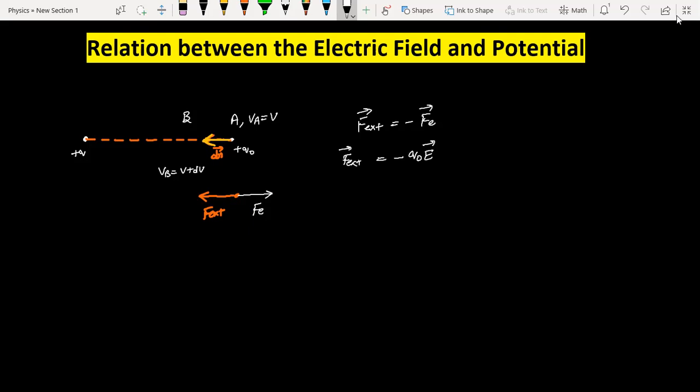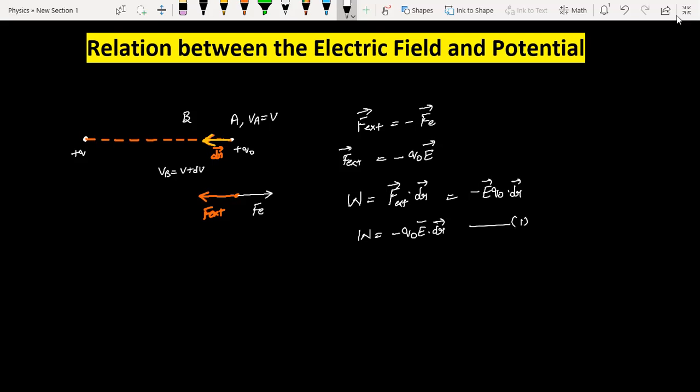What we are basically interested in is the work done by this external force to move a test charge from A to B. The work done for moving a positive test charge from point A to B can be defined as this external force times the displacement vector dr. This equation takes the form minus vector E Q naught times dr. So we can write this work done as minus Q naught E dot dr. I'm calling this equation number 1.